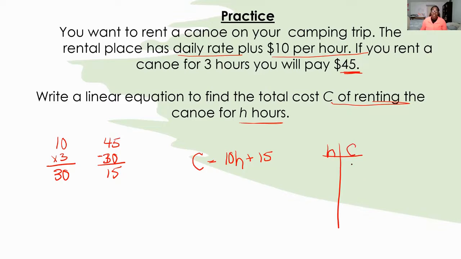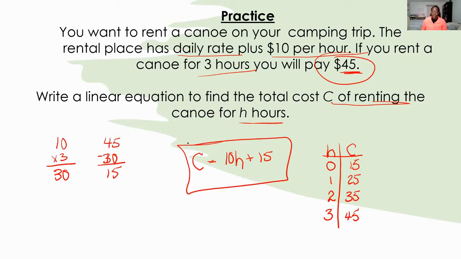So if we're saying 15 is going to be my cost, that means we didn't do any rental whatsoever. But if I rent it for 1 hour, that means it's going to be 10 times 1, which gives me 10. And 10 plus 15 gives me 25. So if I do 2 hours, that'll be 10 times 2, which gives me 20. And 20 plus 15 gives me $35. And if I want to do 3 hours, 10 times 3 gives me 30. And 30 plus 15 gives me 45. And that's what we said we paid for the 3 hours. So this right here, that's our equation.